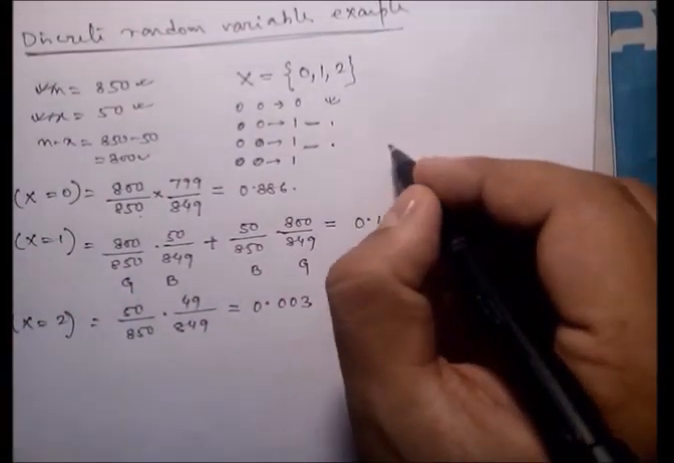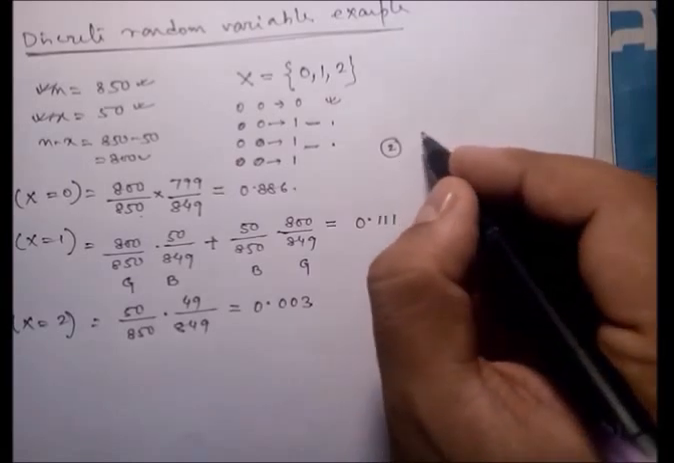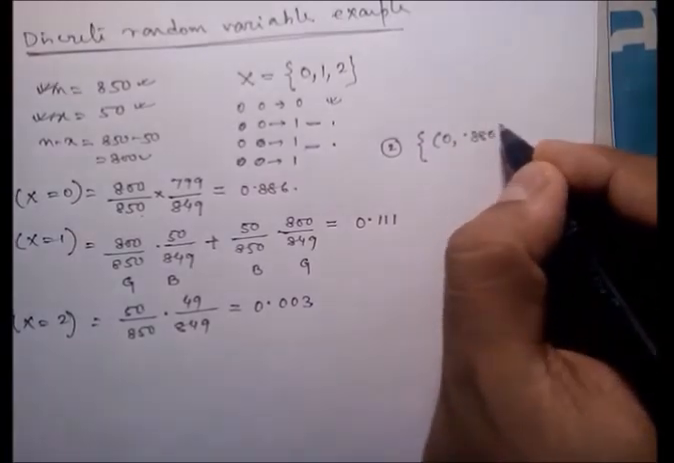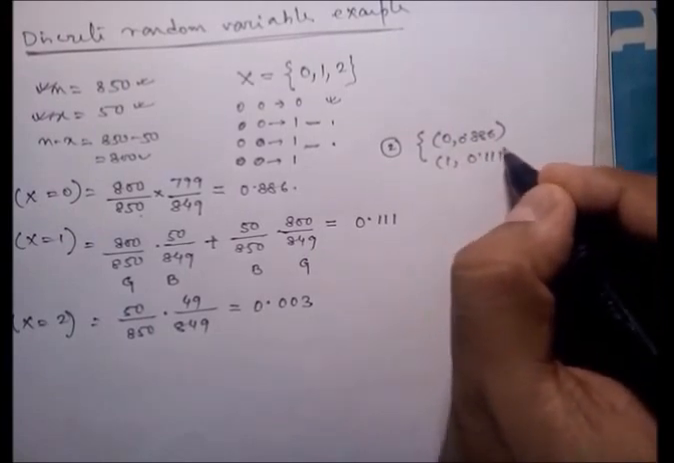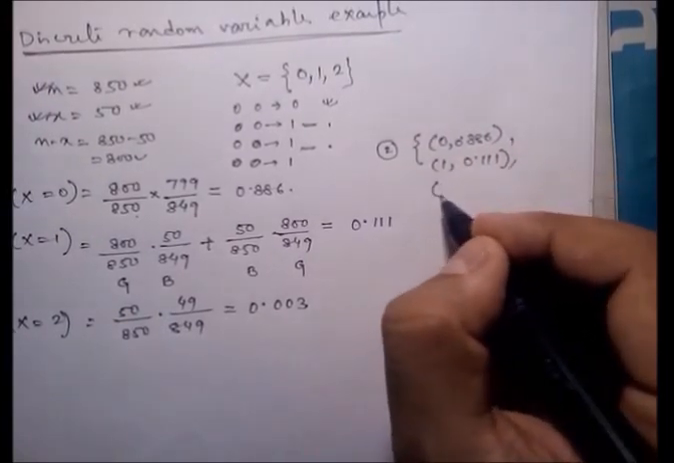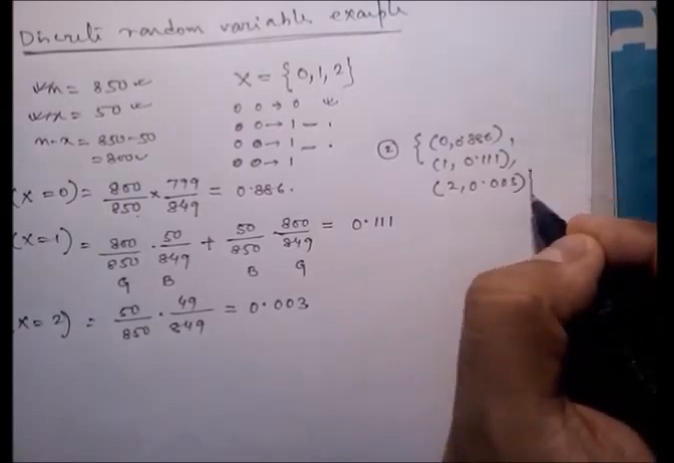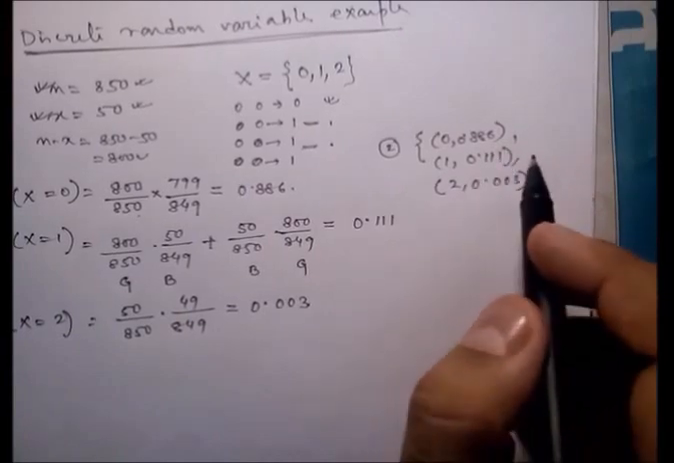Now second, probability distribution. So it is ordered pairs: 0, 0.886; 1, 0.111; 2, 0.003. So this is nothing but our probability distribution.